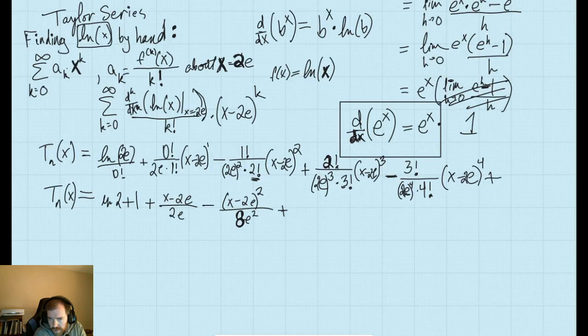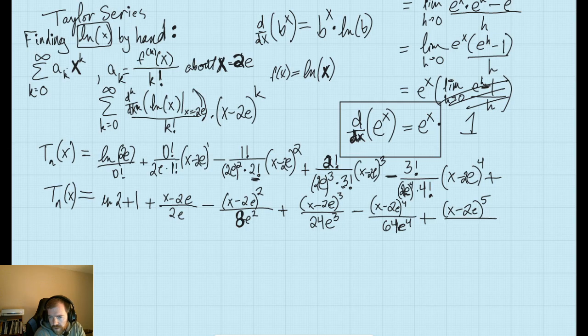Plus, this one's going to be a 3 in the bottom. x minus 2e to the third divided by, this is going to be 8 times 3 is 24, e to the third, minus x minus 2e to the fourth, all divided by, this is 16 times 4 is going to be 64 e to the fourth in the denominator, plus x minus 2e to the fifth divided by 2e to the fifth is 32 times the 5 from the factorial. 32 times 5 is 160 e to the fifth.